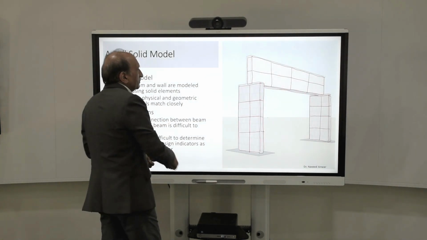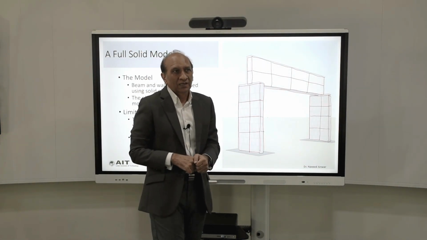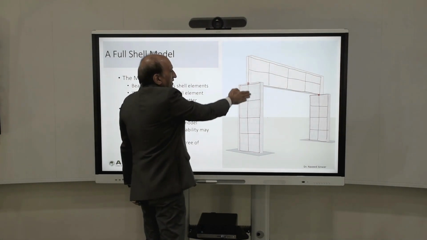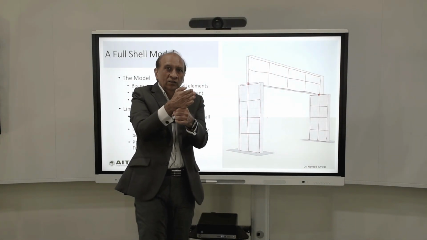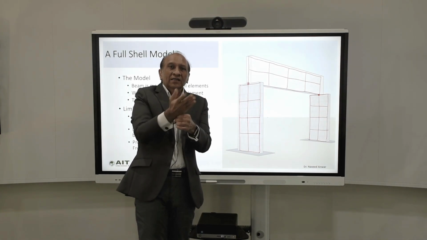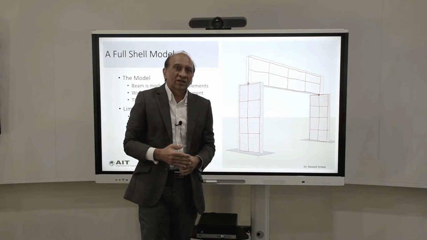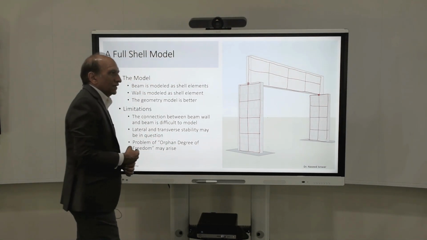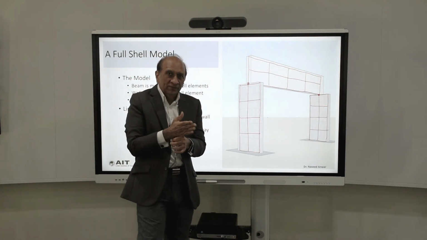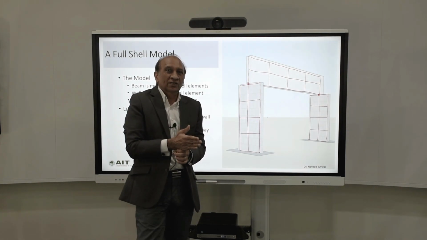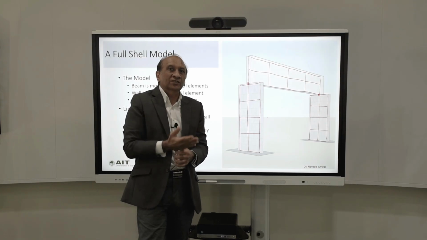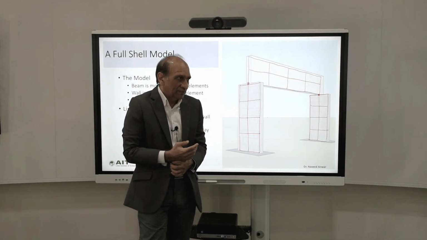And we say, okay, let me model the whole thing as a solid. Because in the previous model, if I go back, we still have a thin shell resting on the wall, and it doesn't have the stability in the transverse direction because of something called the orphan degree of freedom problem. When the degrees of freedom of one object do not match with the degrees of freedom of the other, some degrees of freedom are orphaned, so the connection will not be fully established.